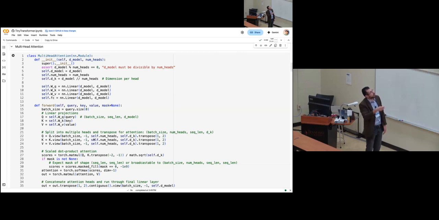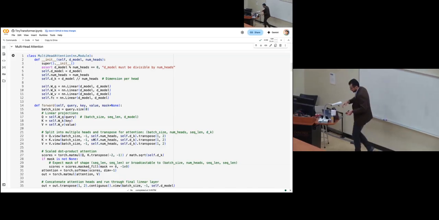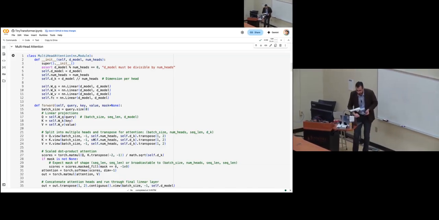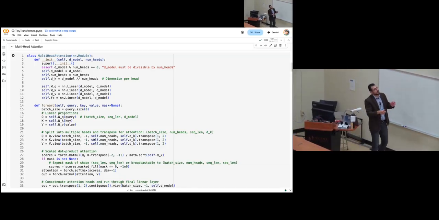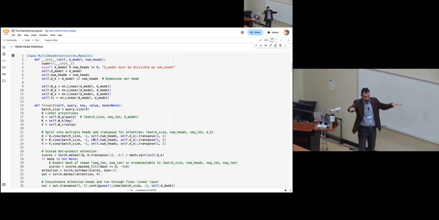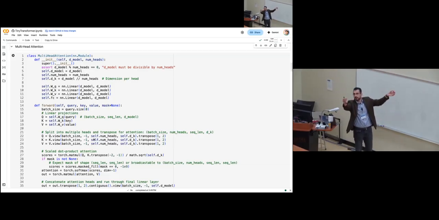And then we create our query, key, value matrices, D model by D model, all of them. And then this is the last linear layer that we had after concatenation. If you remember when we talked about multi-head attention, we had these different heads and we concatenated their output. And after the concatenation, we applied a linear layer.